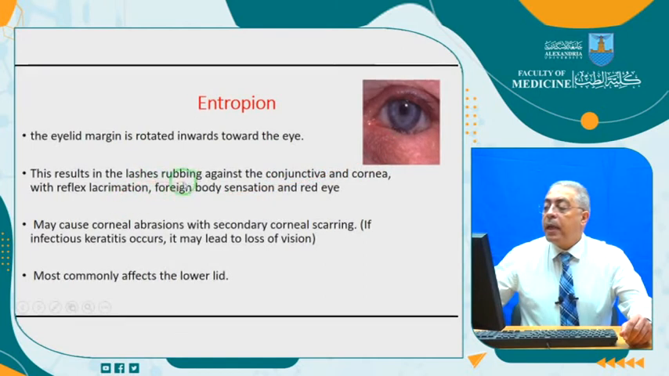resulting in lashes rubbing against the conjunctiva and the cornea, which causes irritation, lacrimation, foreign body sensation, and redness. It may cause corneal abrasions with secondary corneal scarring or infections, and it is serious. It may lead to loss of vision, most commonly affecting the lower lids.